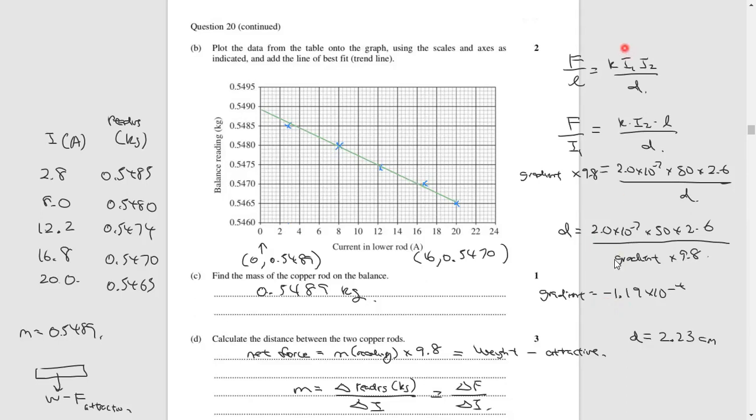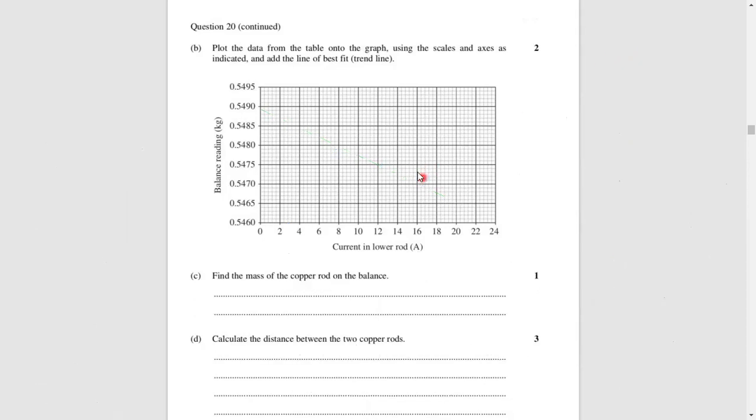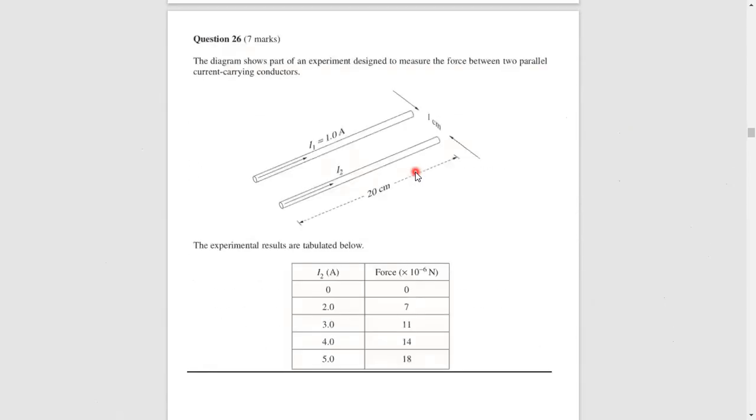So hopefully that addresses that question, okay, and also shows you how we can use some experimental questions. Let's get on to induction questions now.